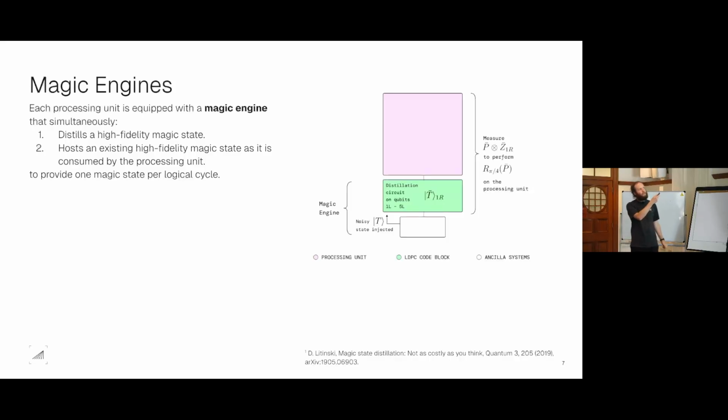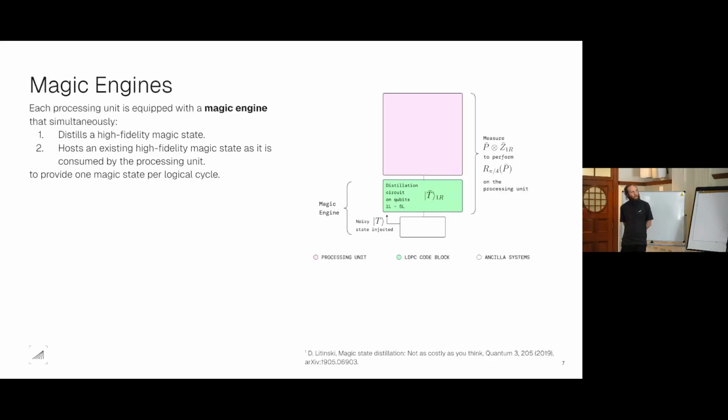We've got, in pink, a processing unit. In green, we've got an LDPC code block. And then in this light green, or I guess it appears white on this screen, we've got an ancillary system. And the purpose is basically that on this LDPC code block, we think of partitioning the logical qubits into two sides that we call logical sectors, so two halves of the logical qubits.